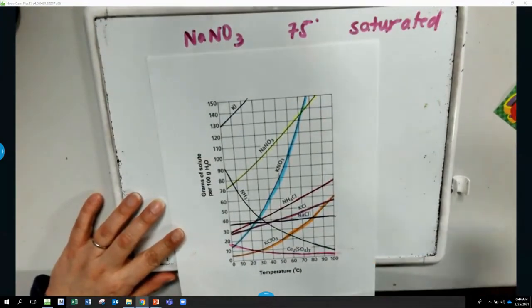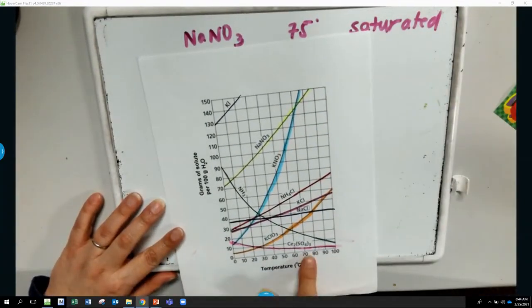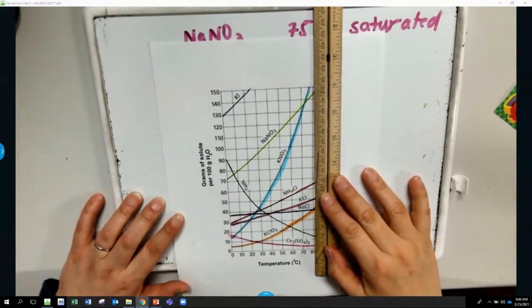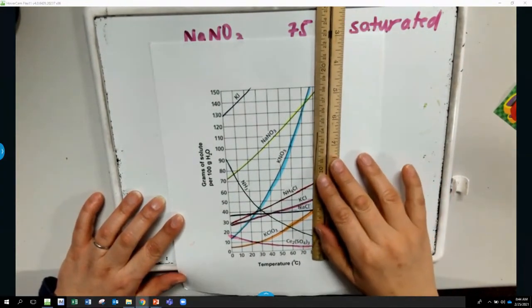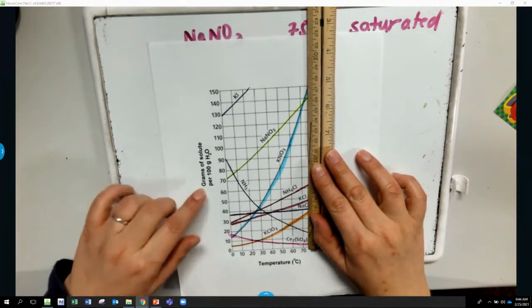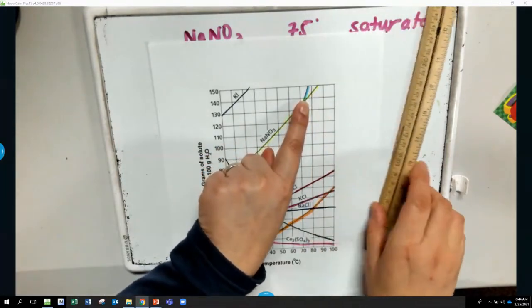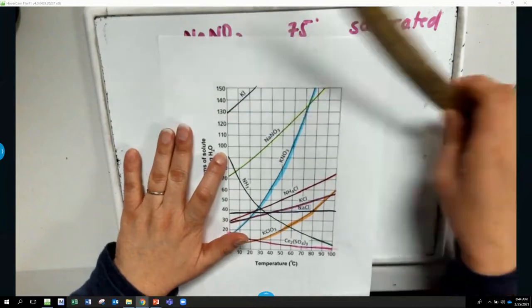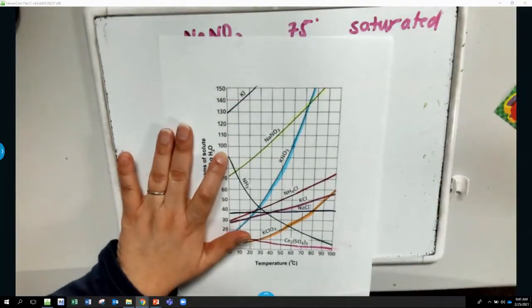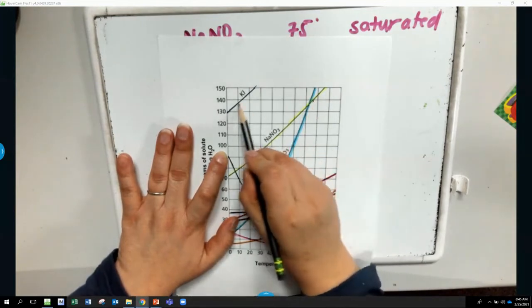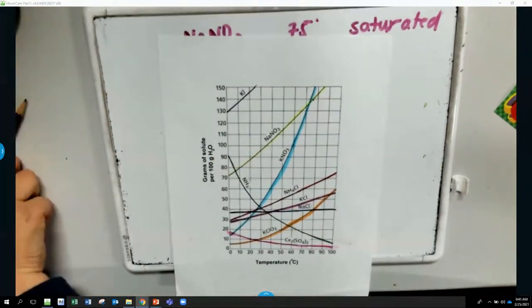75 degrees is right here. So I'm going to make a saturated solution, so I want to hit that yellow line. So if I find my 75 degrees right around there, as I go up, I hit the line right there. If I go over, I'm right here, which is 139. We went to this point here, 75 degrees, went to this point here. That point there is 139 grams.